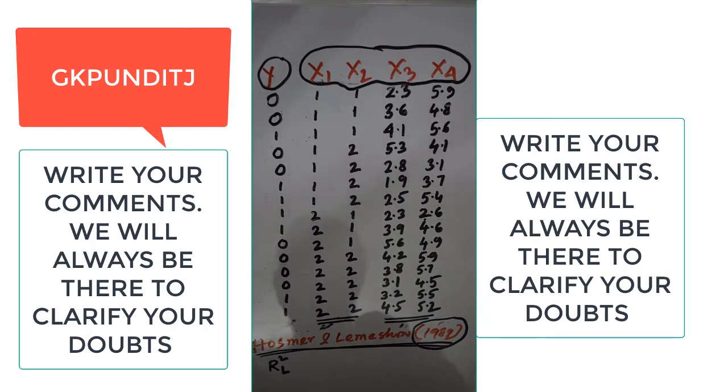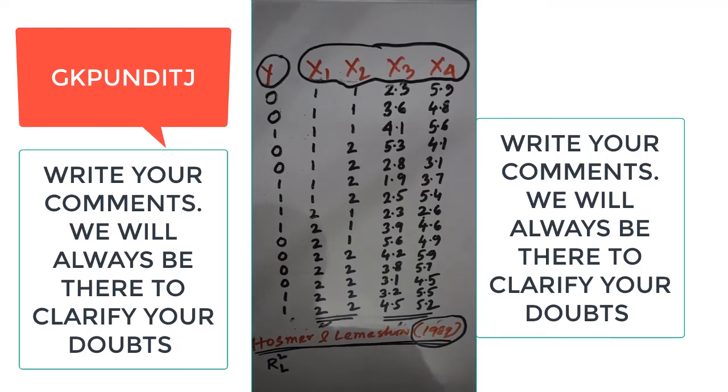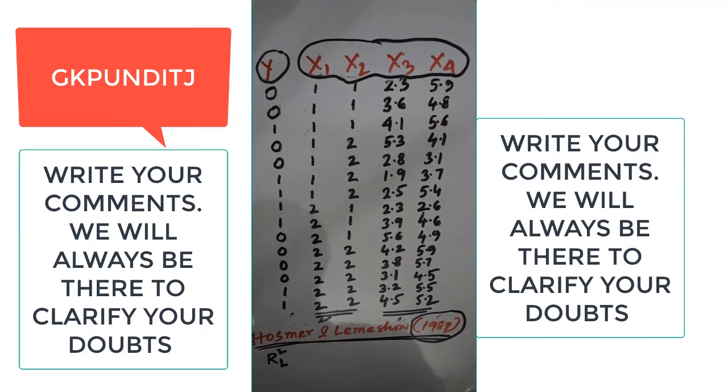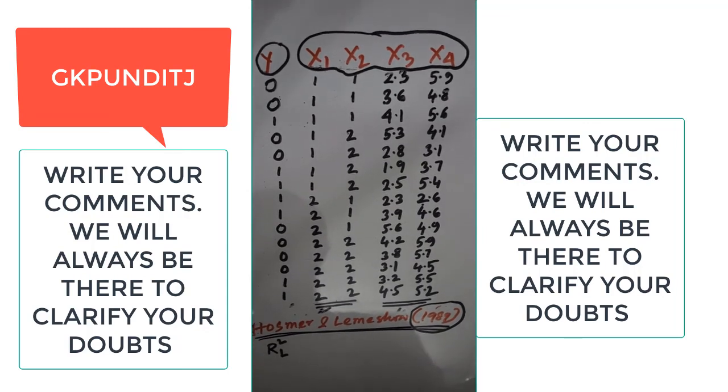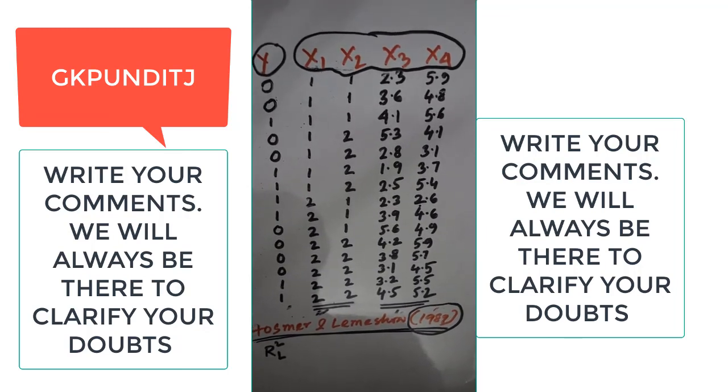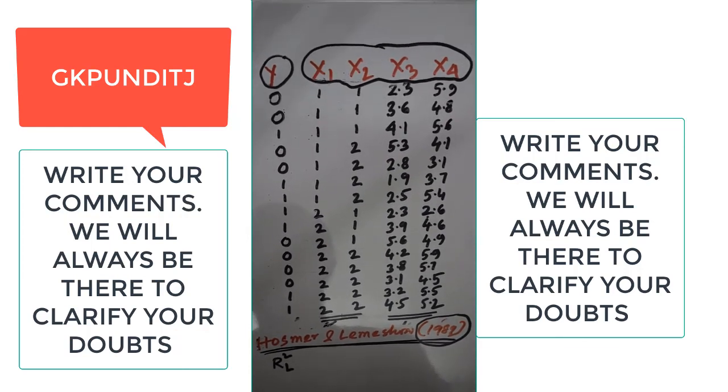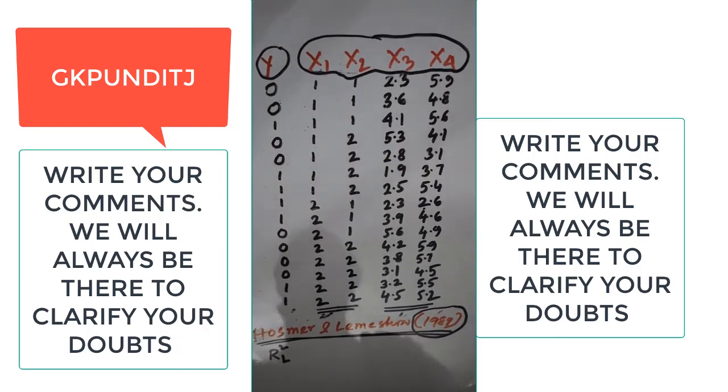Just remember that an RL square value of 1 indicates that the logistic regression model achieves the same log likelihood as saturated model. However, this does not mean that it fits the data perfectly. Instead, it means that it fits the data as well as could be hoped for.